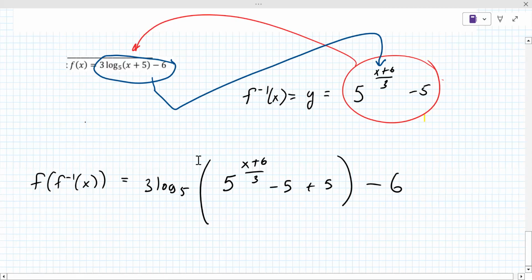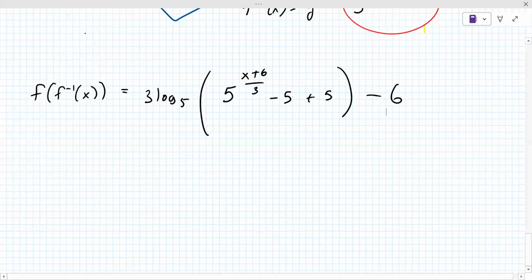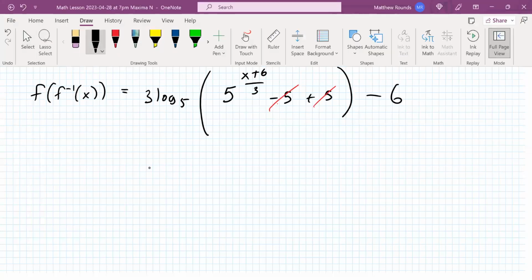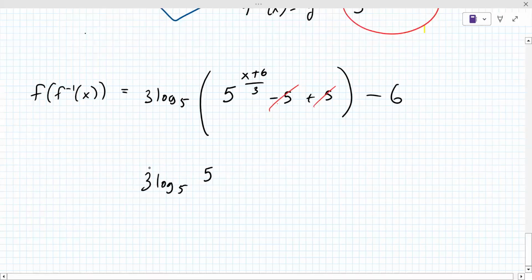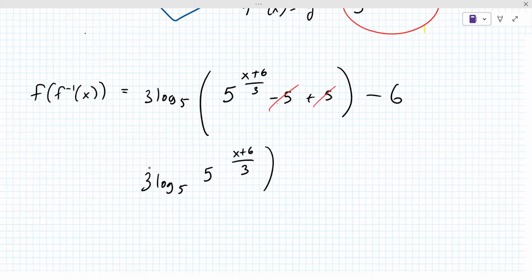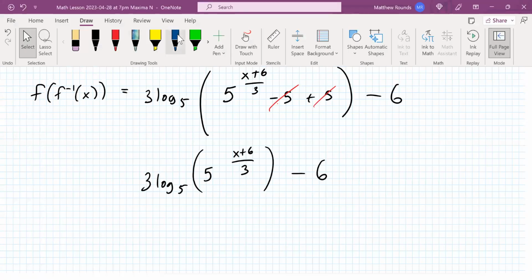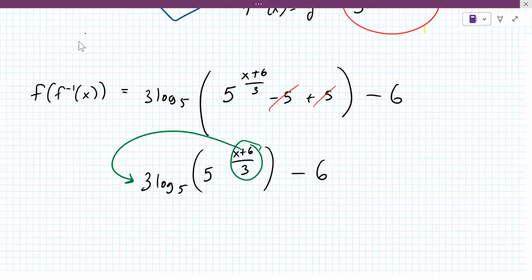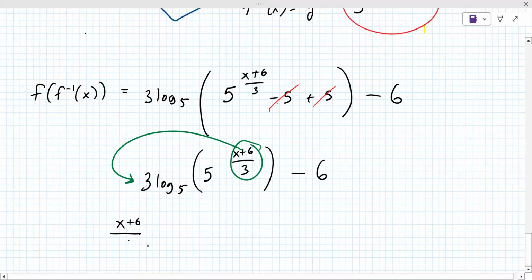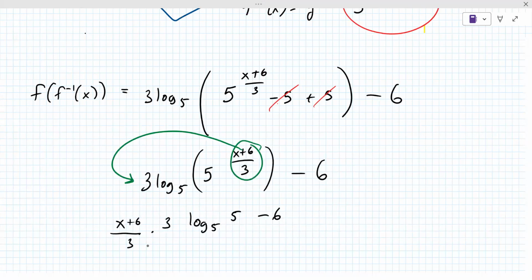Okay. So now on to just simplifying. Notice inside parentheses there, those cancel. So you're left with 3 log base 5, 5 to the x plus 6 over 3 minus 6. All of this exponent can be brought out in front. That's the logarithm property. We can take everything in green here, bring it out in front. And so it looks like this: x plus 6 over 3 times 3 log base 5 of 5 minus 6.